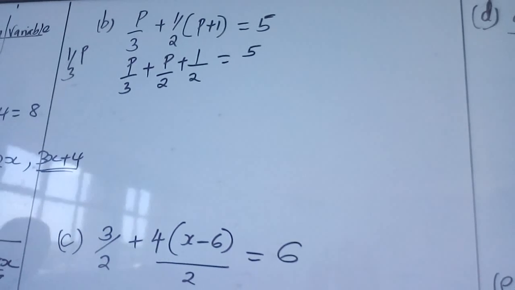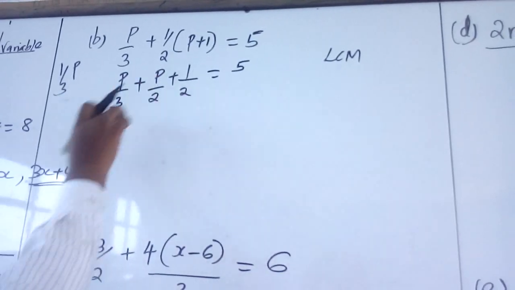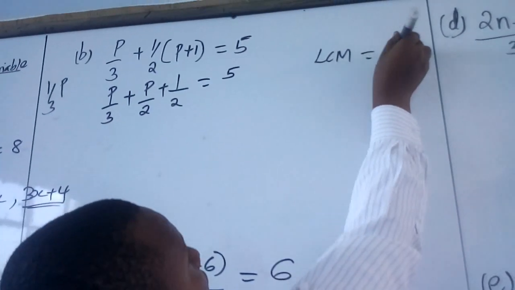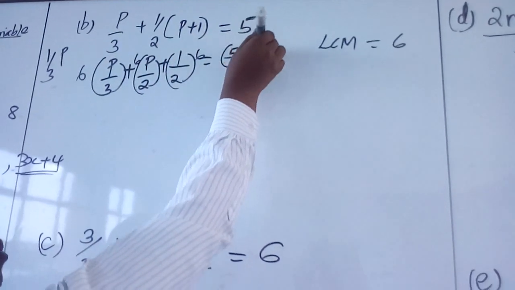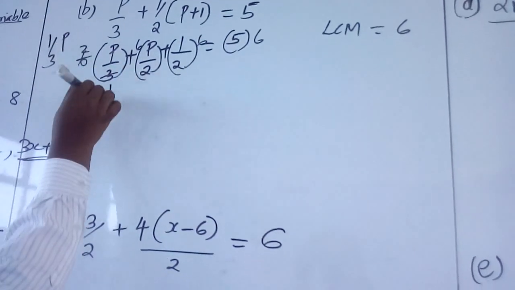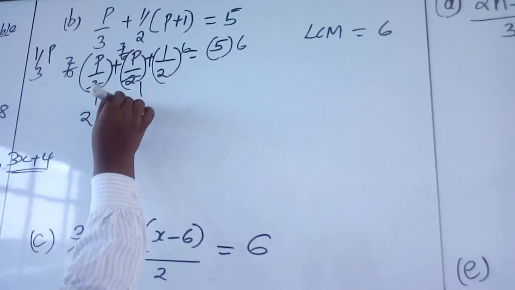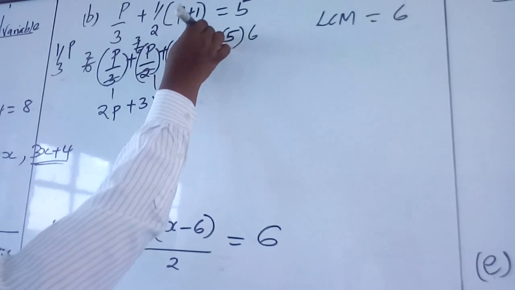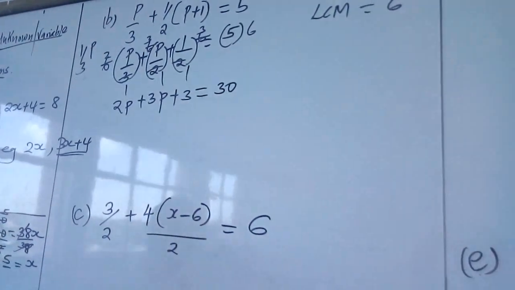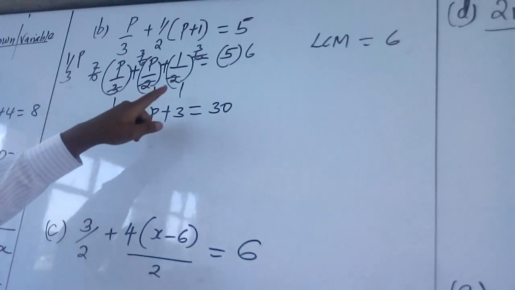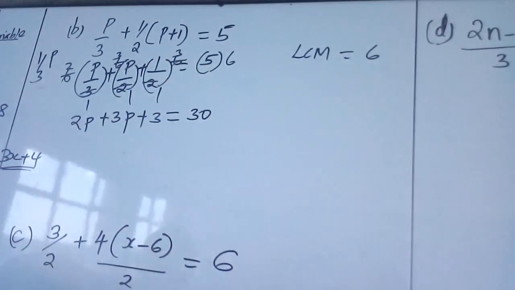Once you are done with that, you can remove the denominators using the LCM of 3, 2, and 2, and the LCM is 6. So you multiply all terms by 6. Here we are left with 2p plus 3p plus 3 equals, multiply these to get 30. So note this: most of our candidates forget that when they are multiplying by the LCM, our answer must also be multiplied by the LCM.